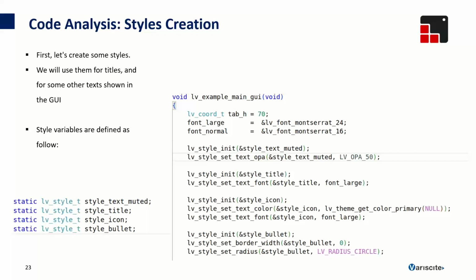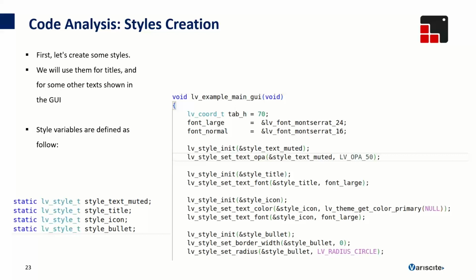Every time you want to create a style, you need to initialize it as a kind of empty style. And then you can start setting the properties of the styles. For the style text muted, we can just set the opacity, and we will see where we will use it. Basically, whenever you apply this style to a text, it will appear grayed because the opacity is set to 50%.